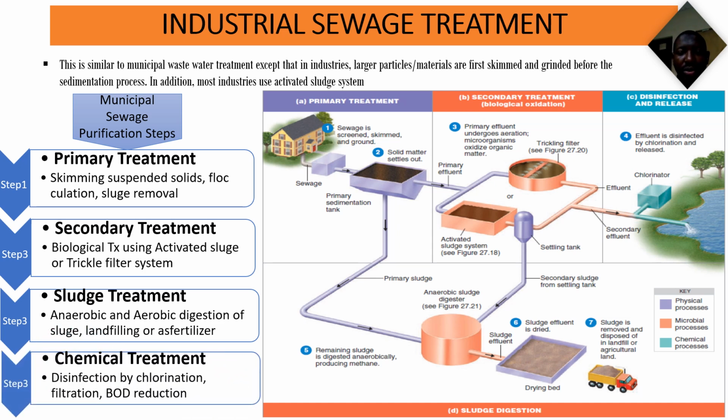And of course, the last stage involves the chemical treatment method or disinfection by chlorination before the water is released into nearby river for recycling. So this is in short the industrial treatment process.